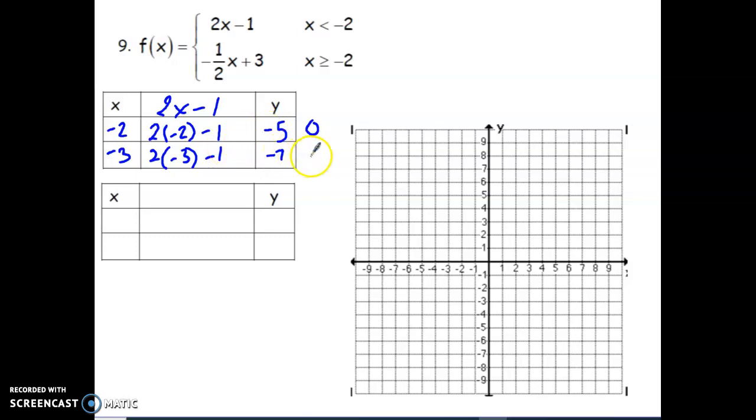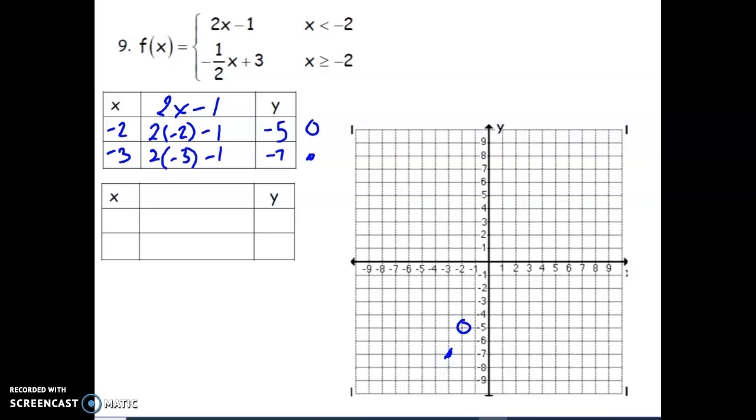Okay, so then the question comes, should I have an open circle or a closed circle right here? Some people want to put an open circle because -2 was not included, but think about this, -3. Is it included in the set of things that are less than -2? Well, yes, -3 is less than -2, so that's going to be a closed circle. All right, so I'm going to put these 2 points on my screen, -2, -5, and I'm going to put an open circle. And then -3, -7, and I'm going to put a closed circle.